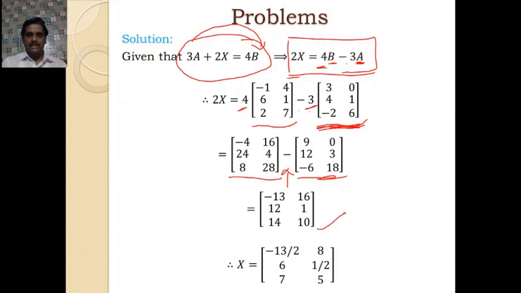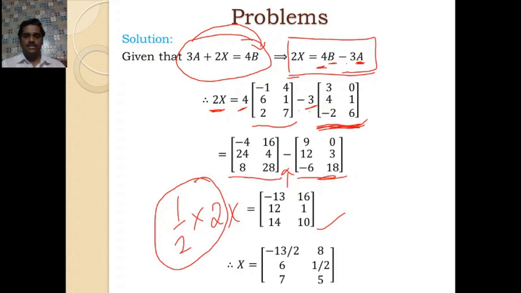And after that, this LHS is 2x. That's not the value of x. To get the value of x, we multiply by 1 by 2 on both sides. So if we multiply by 1 by 2 on this side, 1 by 2 into 2 is 1, so you get x, and on this side you get 1 by 2. 1 by 2 means again you perform the scalar multiplication. So each element is multiplied by 1 by 2 and you get this answer. I hope the solution is clear. Let's proceed to the next problem.